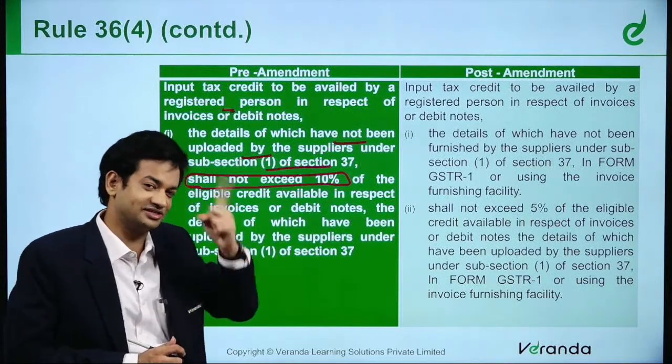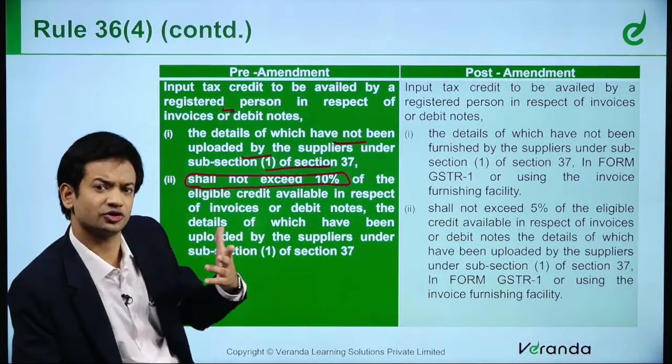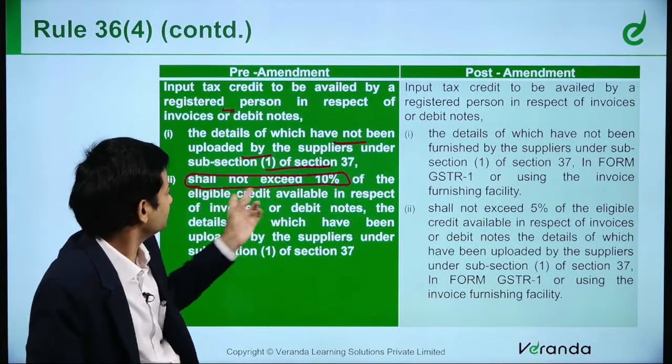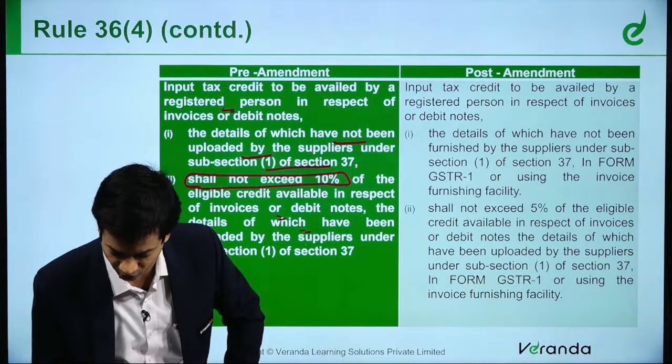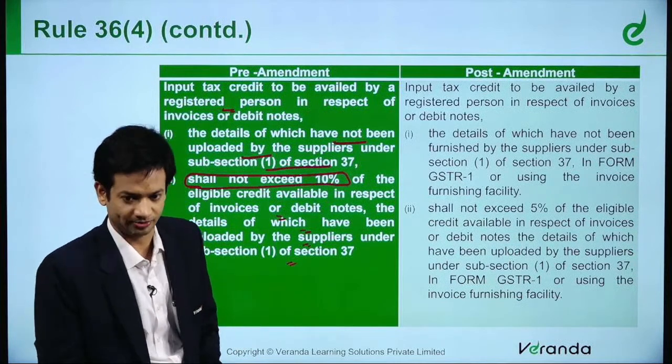So those who file only, it will reflect. Further in detail concept we'll see when we come to the tax invoice chapter, right? So tax invoice or returns chapter will discuss in detail. Shall not exceed 10% of the eligible credit available in respect of the invoices or debit notes, the details of which have been uploaded by the suppliers. So it cannot exceed 5%. This has been amended to 5% now.